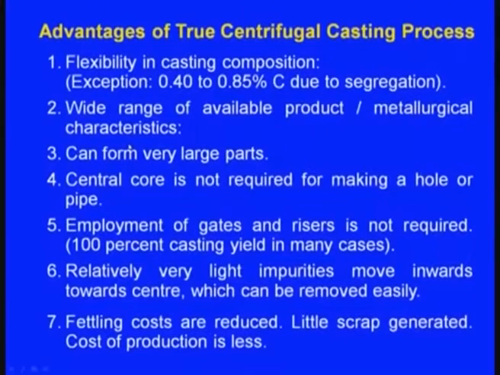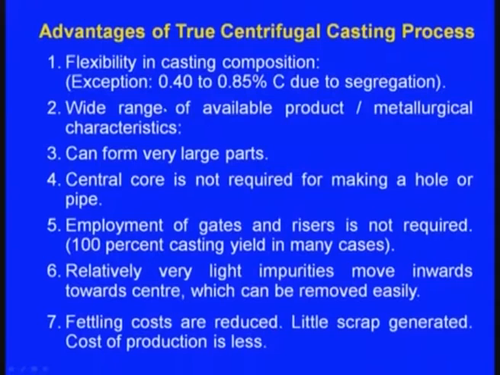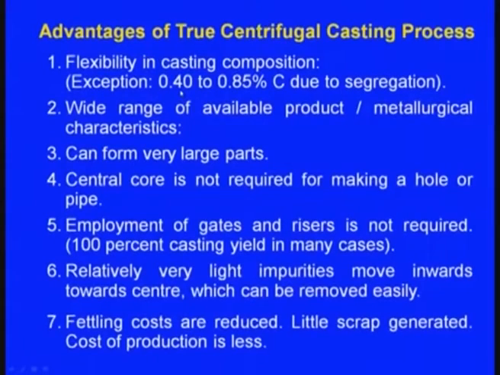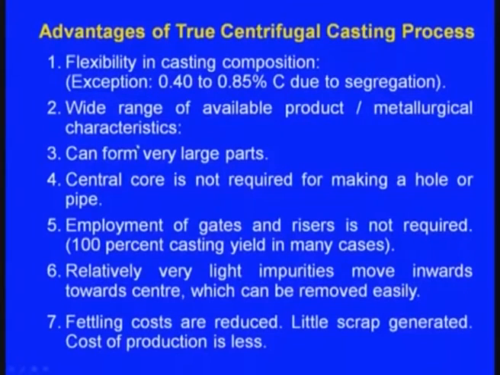Now what are the advantages of the true centrifugal casting process? Flexibility in casting composition. Of course there is an exemption, right? Maybe that exemption is for 0.4 to 0.85 carbon due to segregation. The next advantage is the wide range of available product metallurgical characteristics. We can get different types of hollow cast components, and also we can get different metallurgical features and can form very large parts.